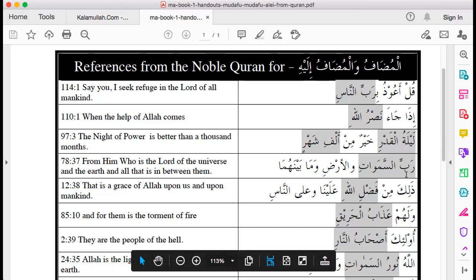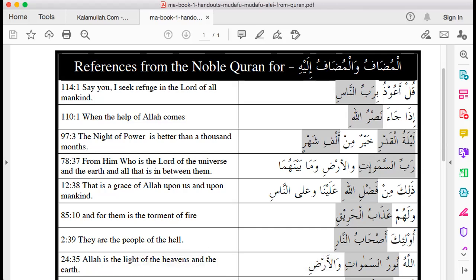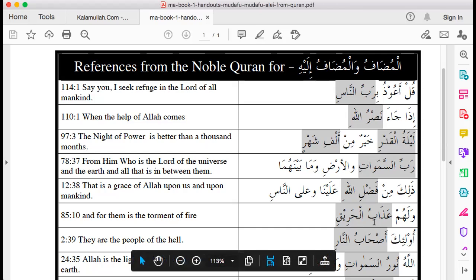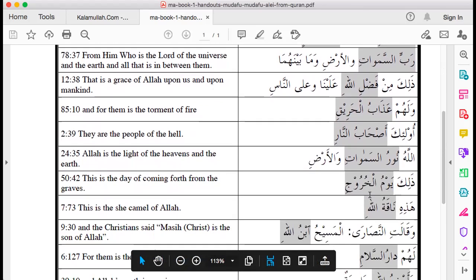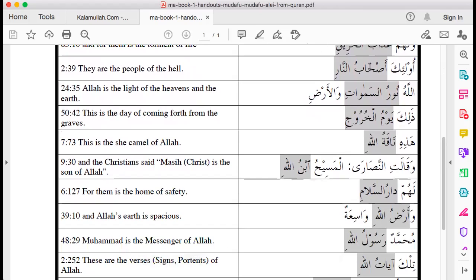Look at this. Rabbis samawati. We say this all the time, right? Lord of the universe. Of the universe means this is plural actually. Universes, right? So this is an idafa construction. Fadlillahi, grace of Allah. Azabul hariqi, torment of fire. We already did this one. Nurus samawati, light of the heavens and the earth. How beautiful. This is idafa, right? Again, plural.